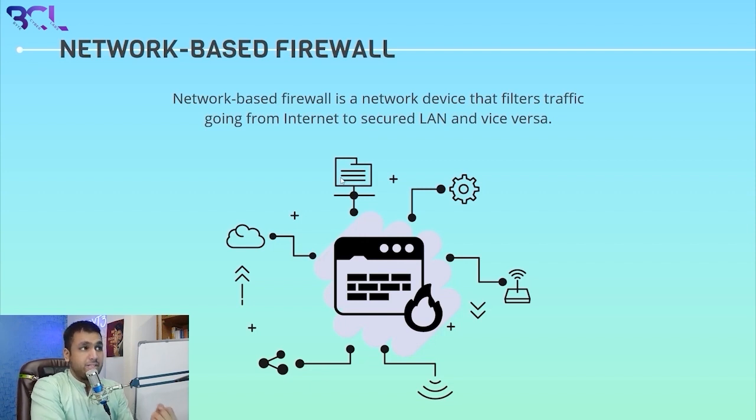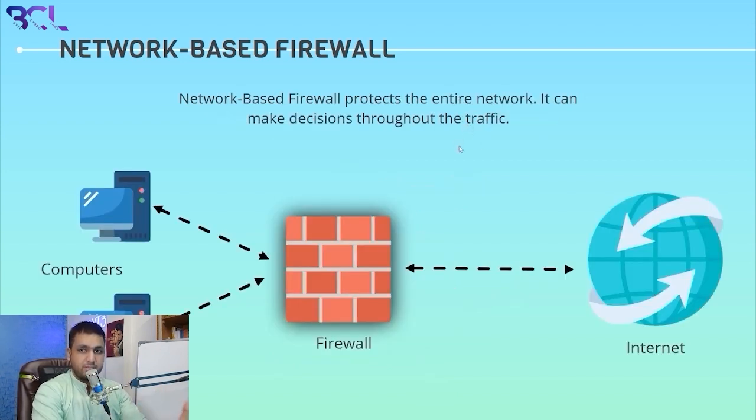First, we're going to discuss network-based firewalls. A network-based firewall is a network device that filters traffic going from the internet to a secure LAN and vice versa. Network-based firewalls are hardware-based firewalls, okay? They work on a complete network, and they make sure that whatever kind of data transaction is taking place on a secured LAN through the internet, it implements whatever rule sets you have defined for the firewall. It does not work on a particular single system but throughout the whole network, okay? Whatever device exists in your network.